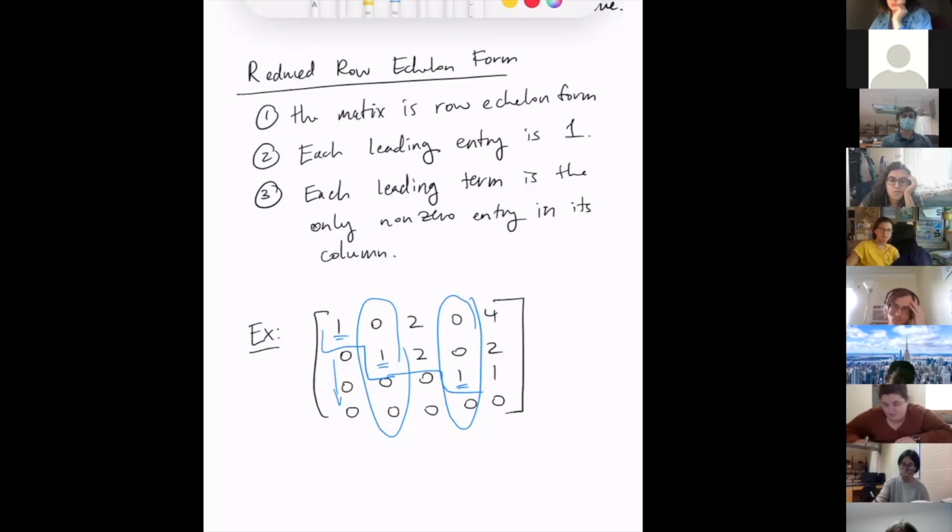Is it okay that it skips the third column, that it's just like one larger step? Yeah, exactly. Yeah, that's okay. Sorry, yeah, go ahead.